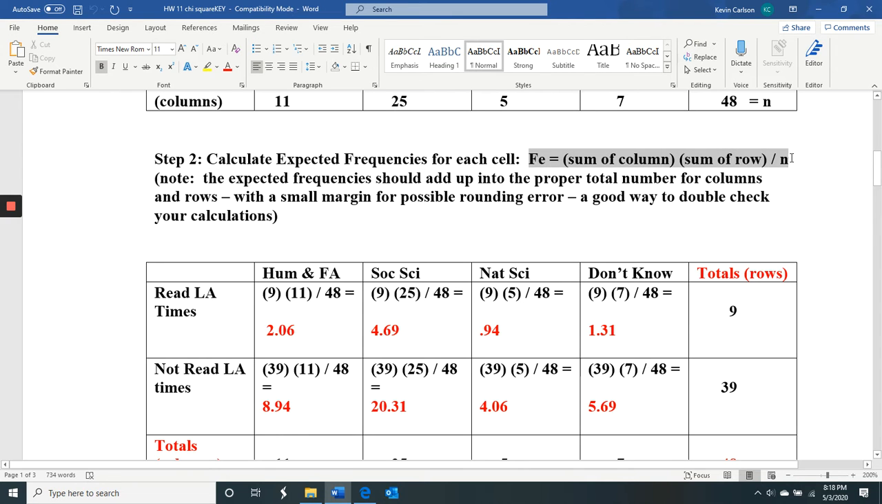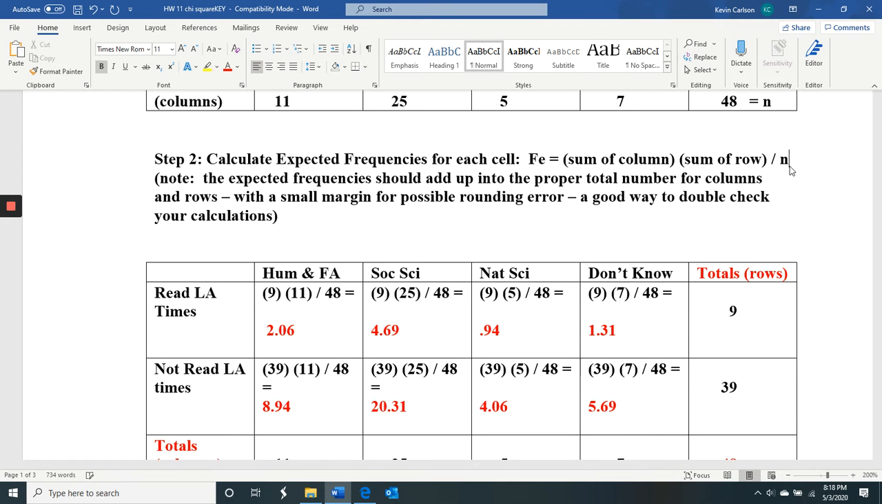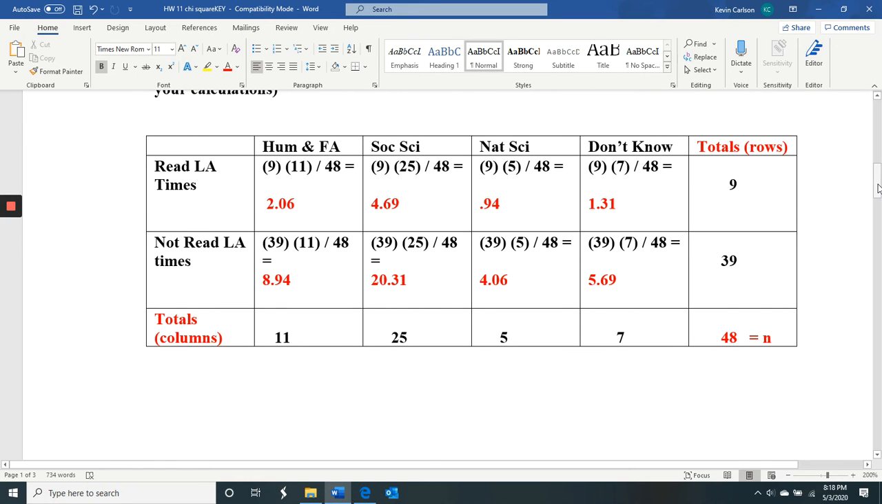So for each cell, we want to take the sum of the columns times the sum of the rows times n. I had capital N. It actually doesn't matter. Actually, small n is better because it fits in there. It doesn't matter because there's no difference between n and capital N here. So we do those calculations.